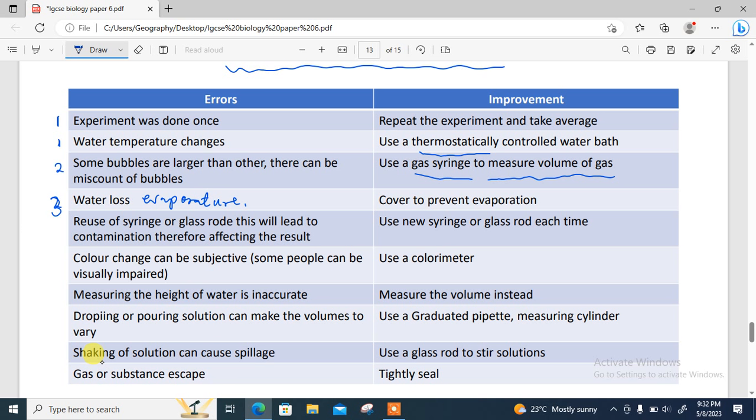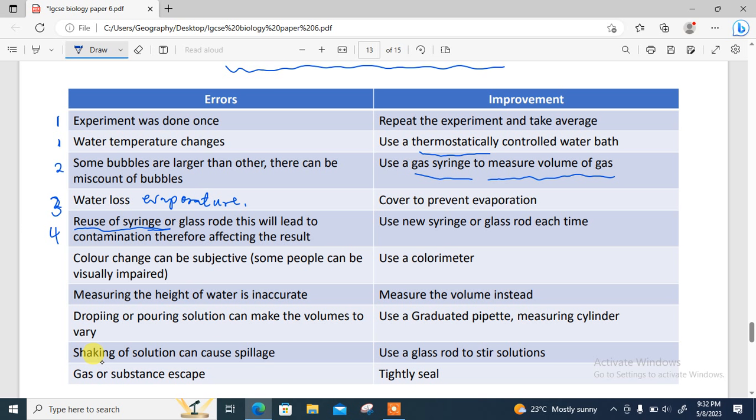So in order to prevent water loss, it should be covered to prevent evaporation. So take note from the experiment. Did they cover the test tube? If they don't cover it, then there is a high possibility of evaporation. So one way to control that is to cover it to prevent evaporation. Now, here, reuse of syringe. Take note, these are very common errors that we've seen over the years in IGCSE alternative practical.